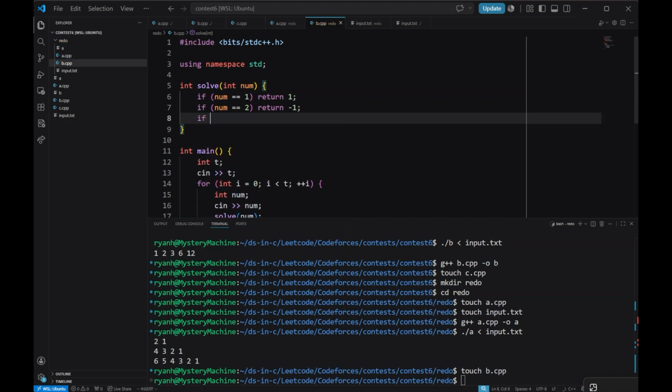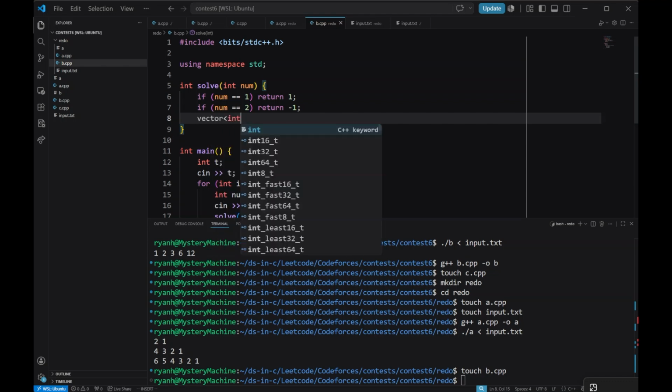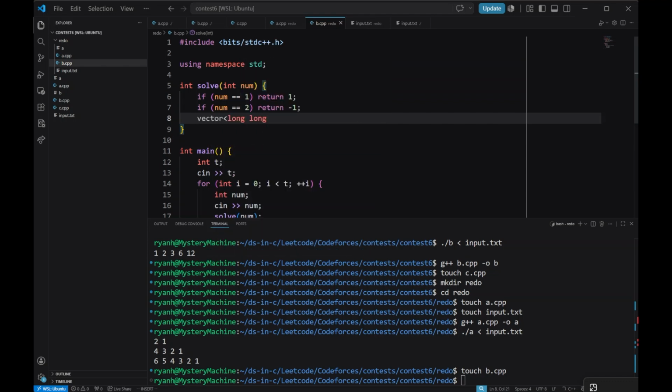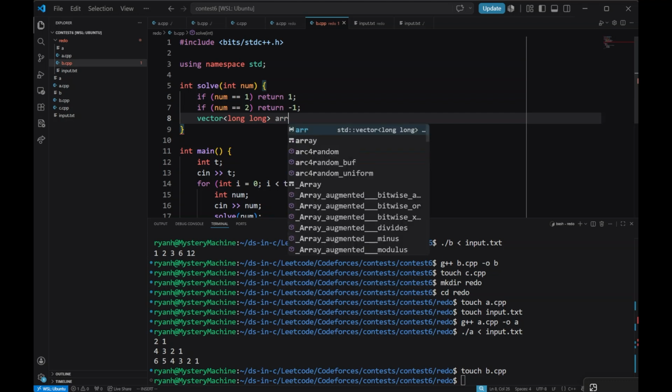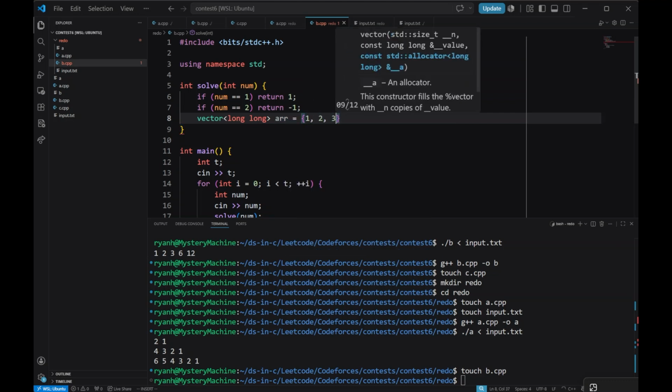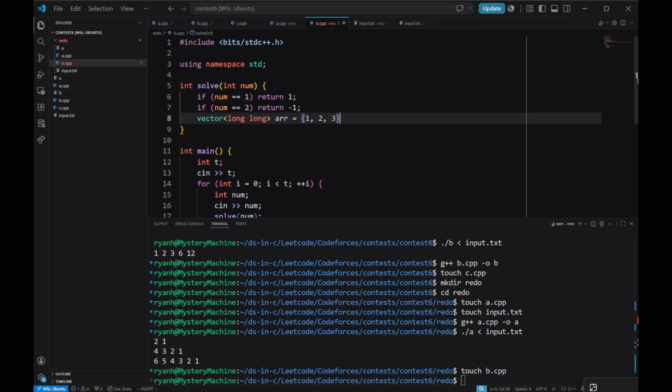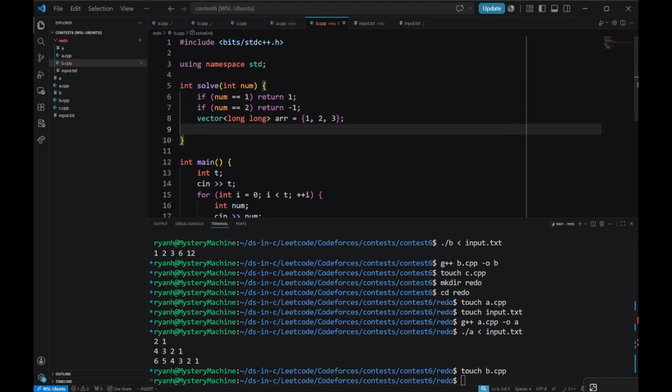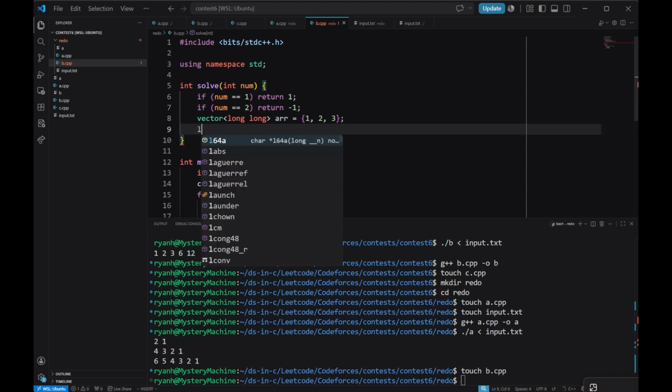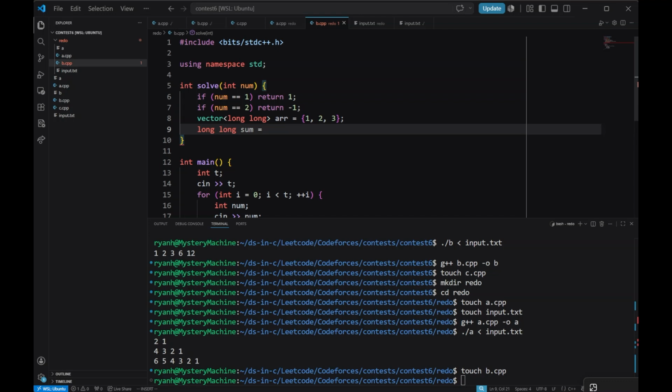Then the other case, if nums equals 3, this is like our base case, which we won't write. We're going to be appending to this. So basically we'll just have a vector. We should probably do this as a long for now. I'm not sure how big the numbers are going to get. Our vector is a long, and we're going to have our array be equal to 1, 2, 3, because this is in the case of 3. And then we'll do a long sum. Long sum is equal to 6 right now.